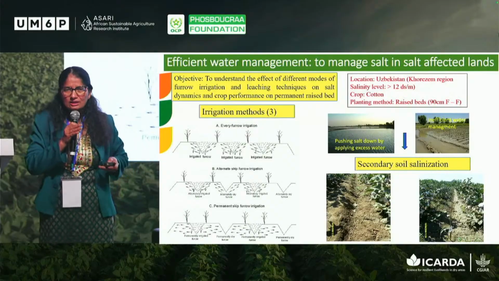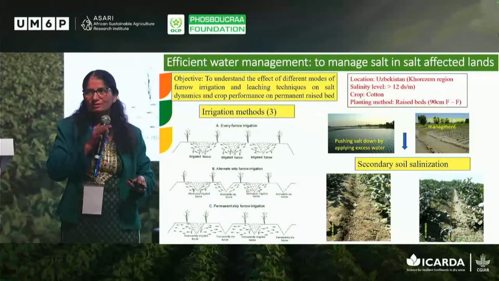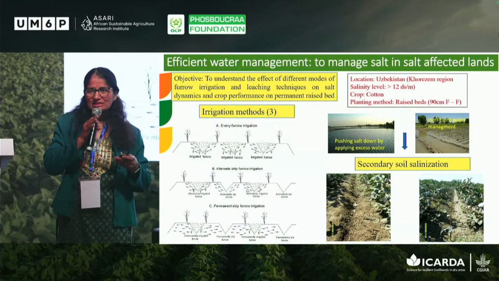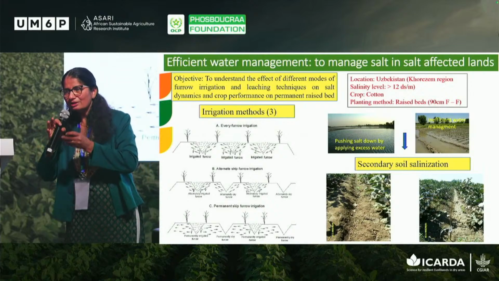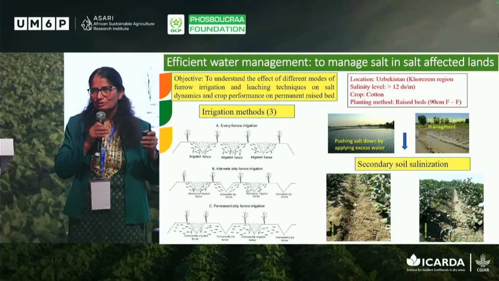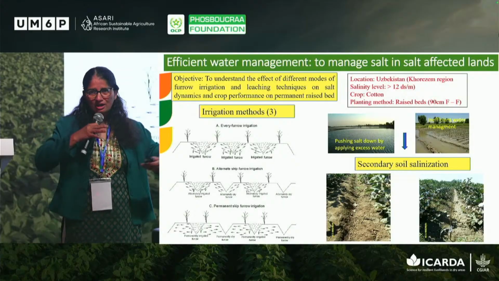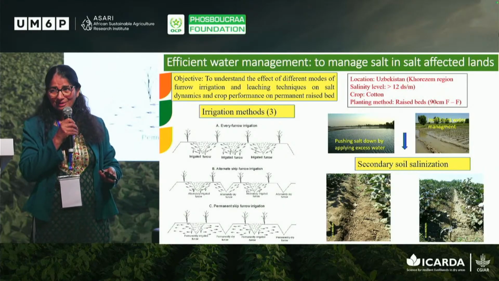One is irrigating every furrow. Another is alternate, ping pong: one time one furrow, one time another. And another is permanent skip furrow: irrigating only one furrow and keeping the other furrow always dry. So there are three methods, and you can see the principle of how salt moves across the different irrigation methods.